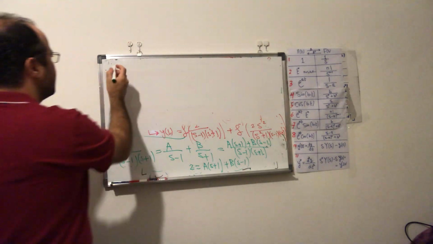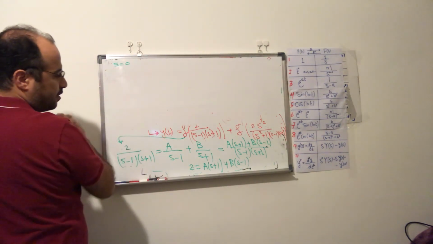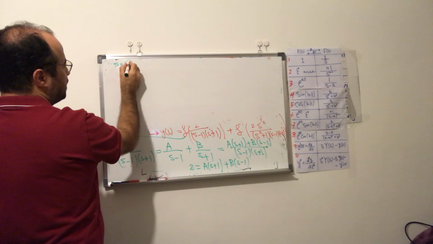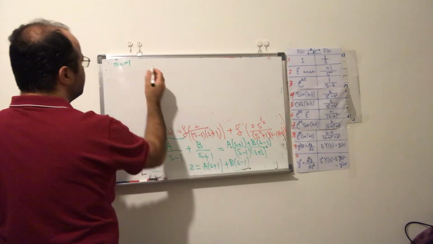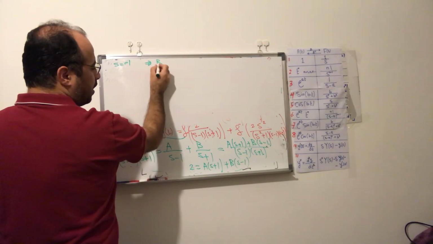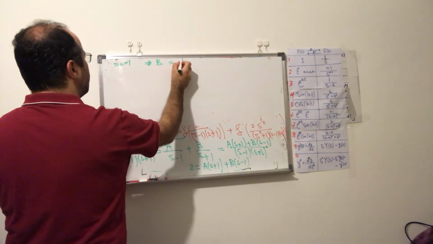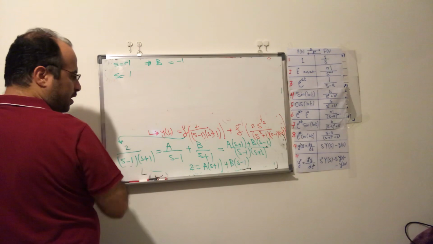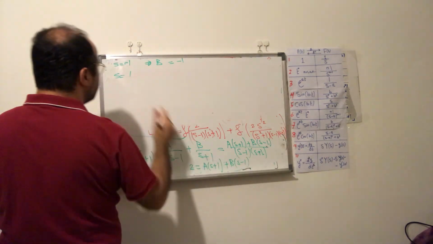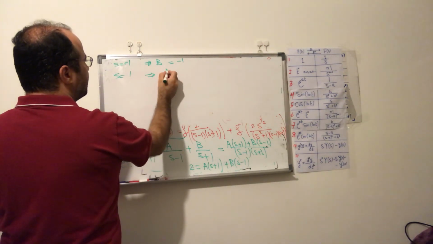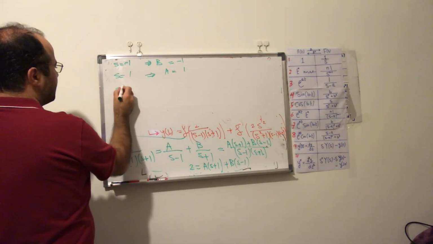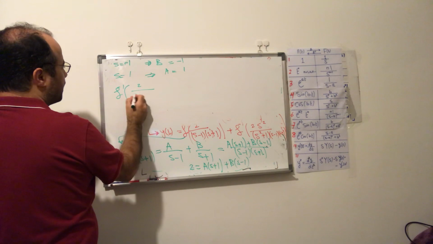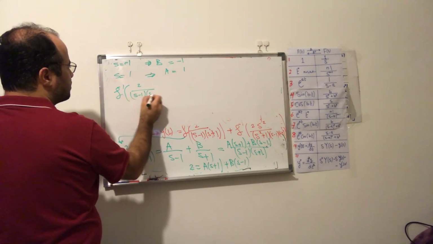Now the first thing, you take s equals 0. Sorry, I take s equal to minus 1, better. Then you kill that term and you get B equal to minus 1. And if you take s to be 1, then you kill that one and you get A equal 1. A equals 1. And finally, I got the Laplace inverse of 2 over (s minus 1)(s plus 1).